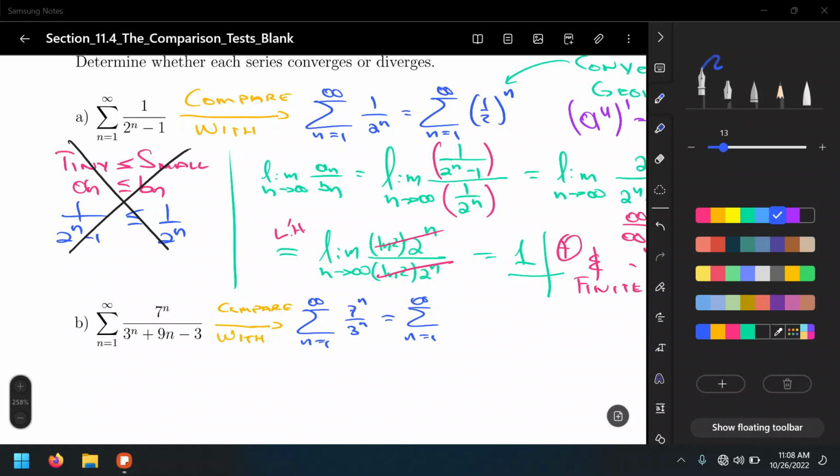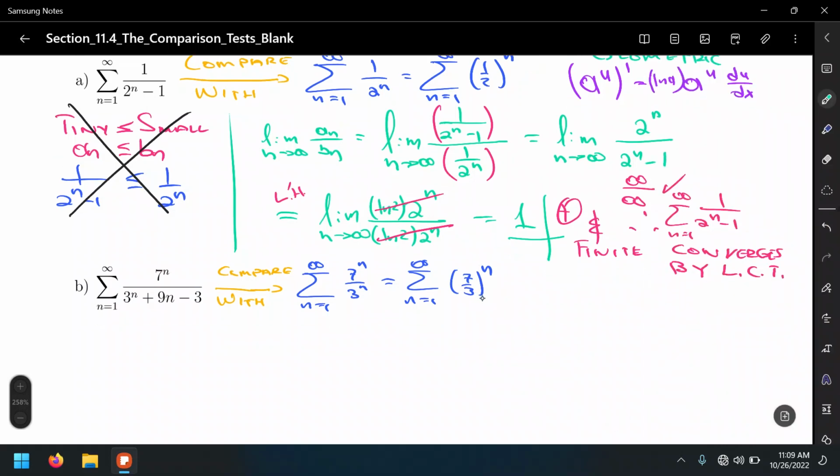It's the same as saying 7/3 to the n power. And in this case, well, what kind of series is this? It's geometric, convergent, or divergent, by the way? It's a divergent, right? This is a divergent geometric series.